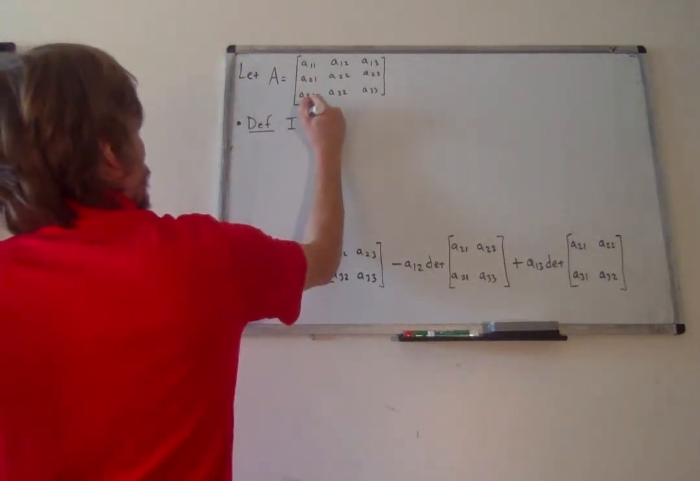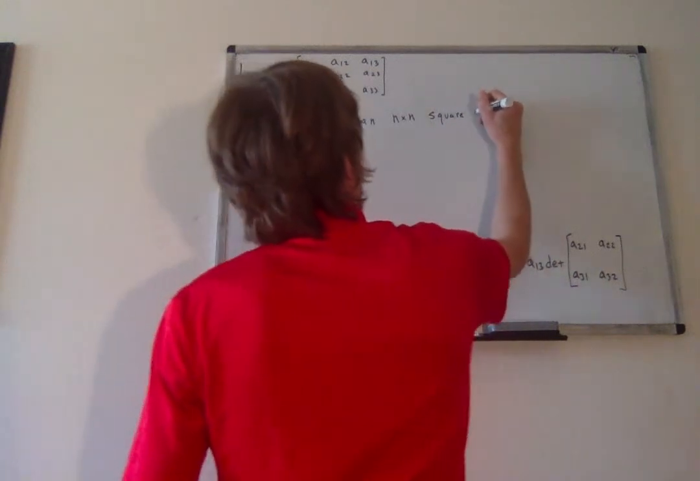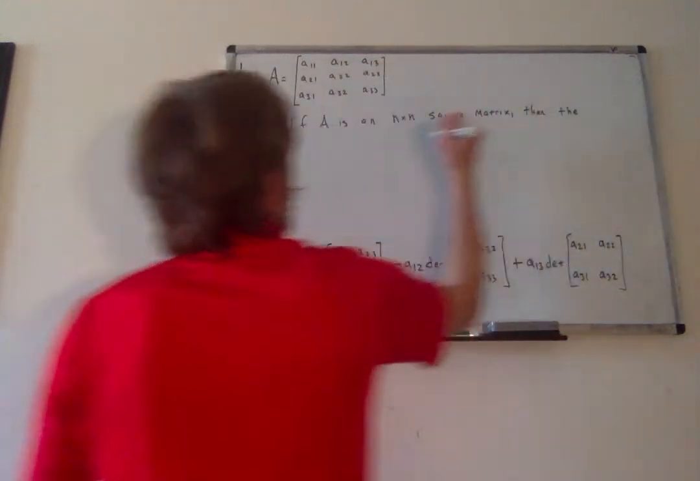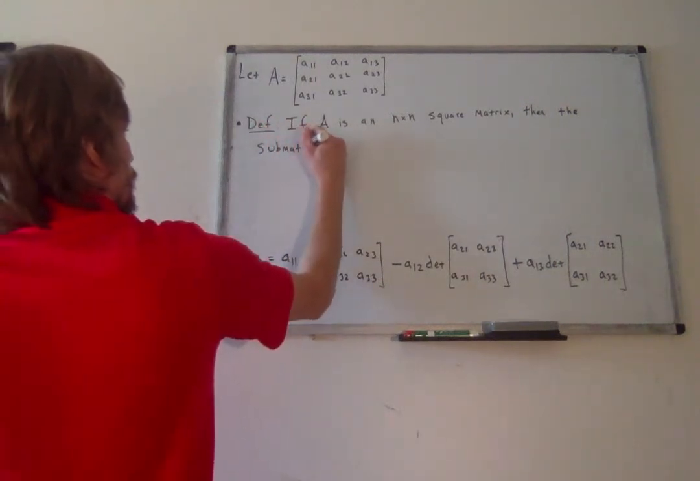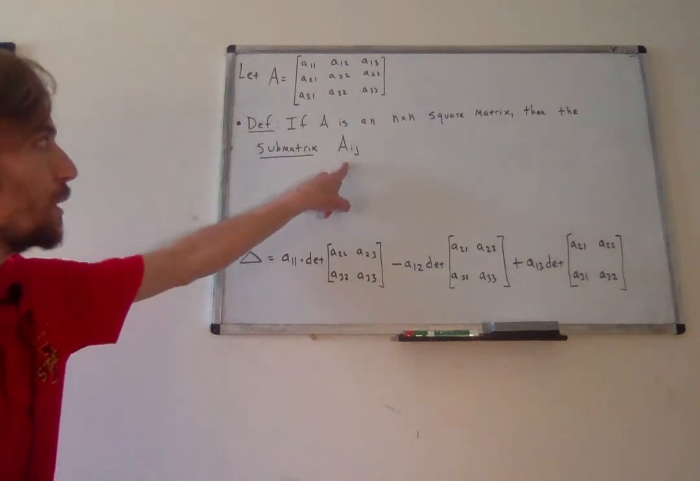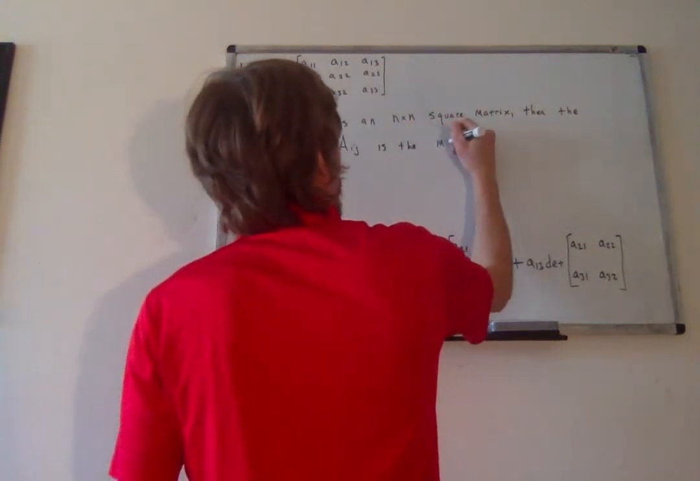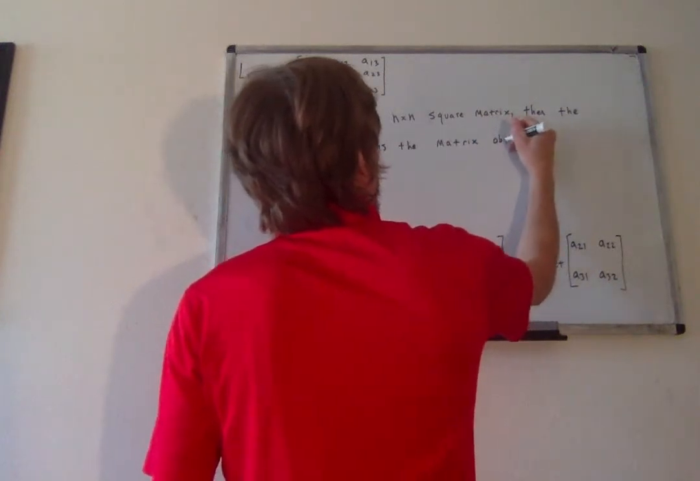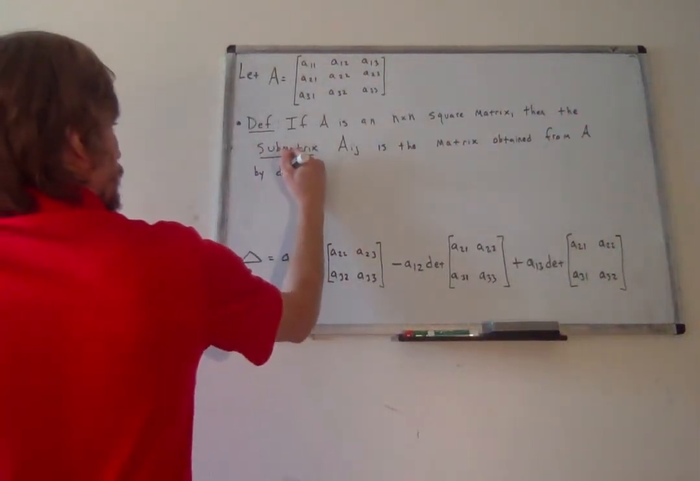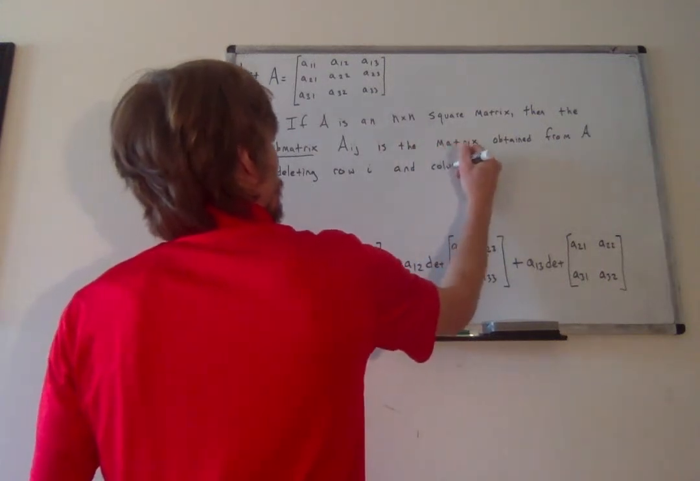So if A is an n by n square matrix, then the submatrix A sub ij, so this is a submatrix, meaning this is going to be a smaller matrix that pulls elements from A, is the matrix obtained from A by deleting row i and column j.